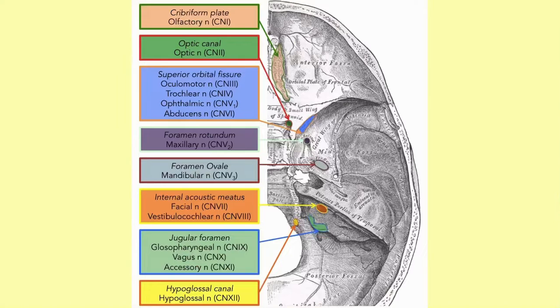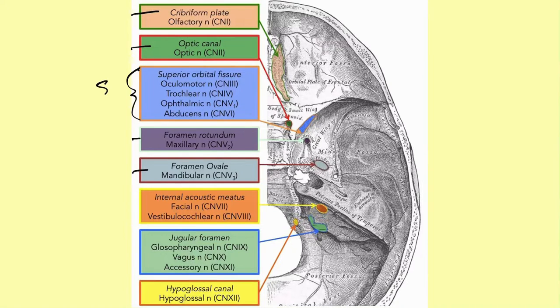Cranial nerve 1 comes through the cribriform plate. Cranial nerve 2, the optic nerve, goes through the optic canal. Superior orbital fissure, I think of orbital like eye, and all of these have to do with the eye: oculomotor, trochlear, abducens, and ophthalmic. Foramen rotundum is V2, the maxillary. Foramen ovale is V3, the mandibular.